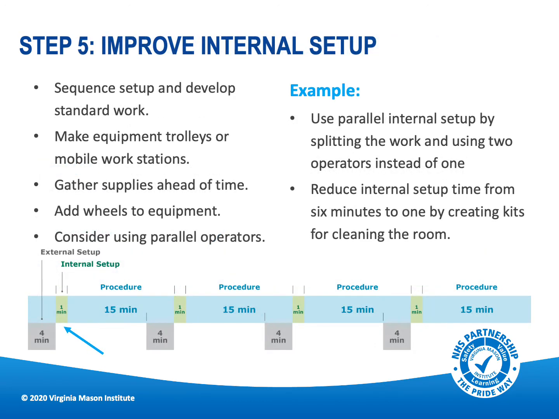Step 5. Improve internal setup. To improve internal setup, we can look at gathering and preparing supplies ahead of time, using parallel operators, or creating kits to ensure we have what we need when we need it and in the correct amounts. In keeping with continuous improvement, be sure not to just make internal setup external, but aim to improve internal and external setup further, otherwise we're just moving a problem.